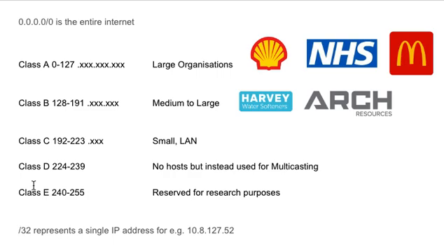Now, when you have the /32, it means a whole IP address. So it represents a single IP address. For example, 10.8.127.52. This is the exact device that you want to connect to. So if you have this, you will connect to the exact device that you want to communicate with.